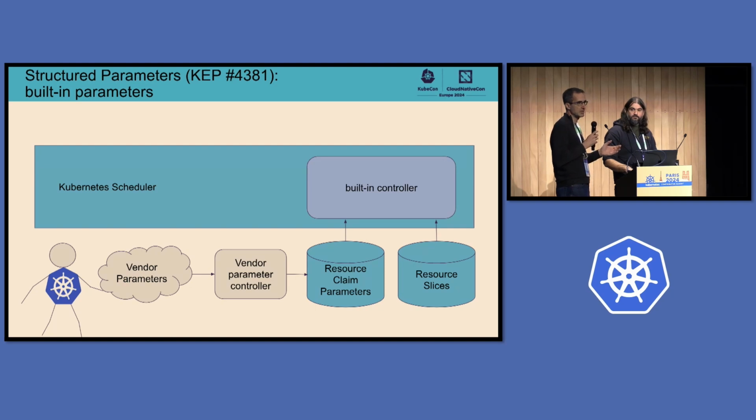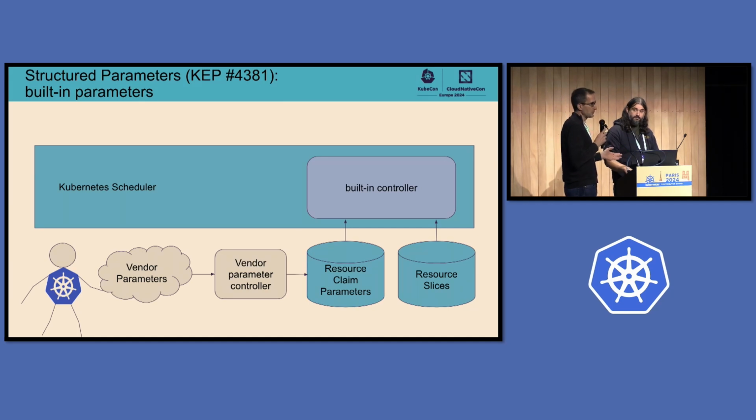The scheduler plugin that handles resource claims now knows how to interpret these parameters, how to match the requirements of a claim against the available resources. It makes the decision itself based on its knowledge and goes ahead. There's no communication back and forth anymore during pod scheduling between the scheduler and the driver.